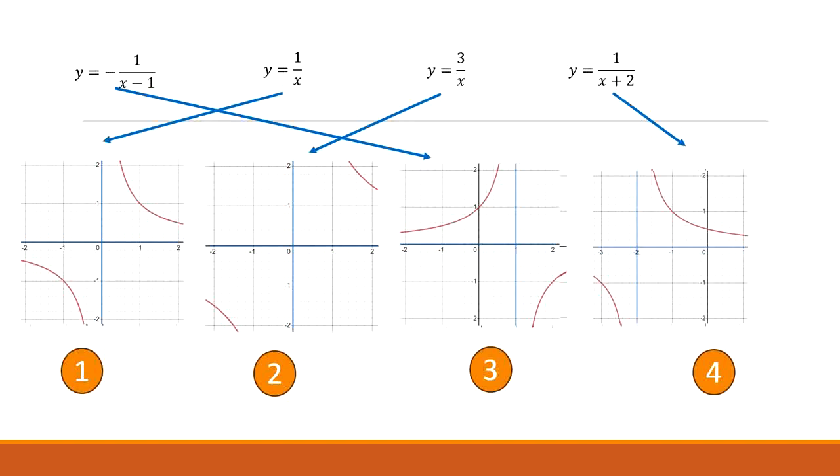For number 3, you can see that there's a blue vertical line at 1. That made sense because if we go back over to our equation on the left, we had x minus 1 there, so we know x can't be 1. That's why there's an asymptote there. If we look at the last one, there's a vertical line at negative 2, and that makes sense with the equation because remember we said x can't be negative 2.